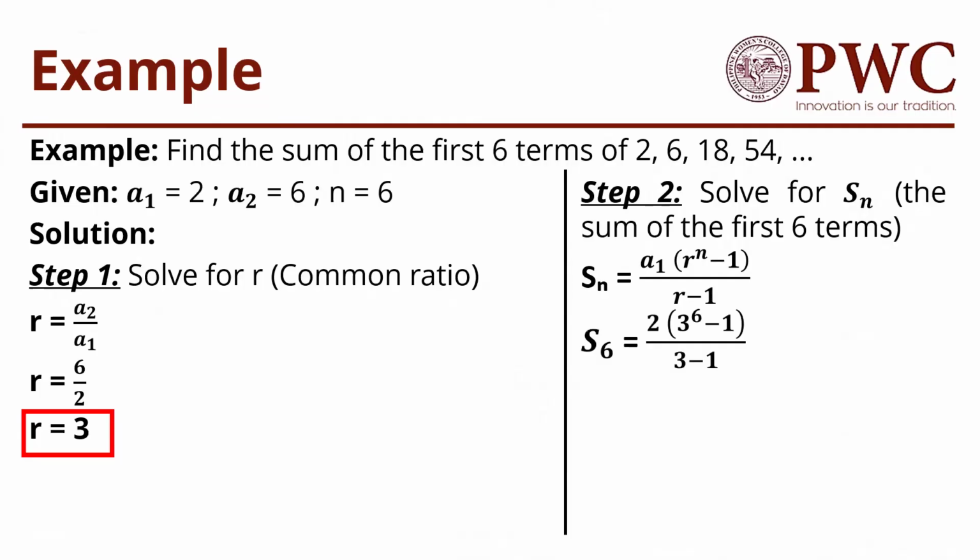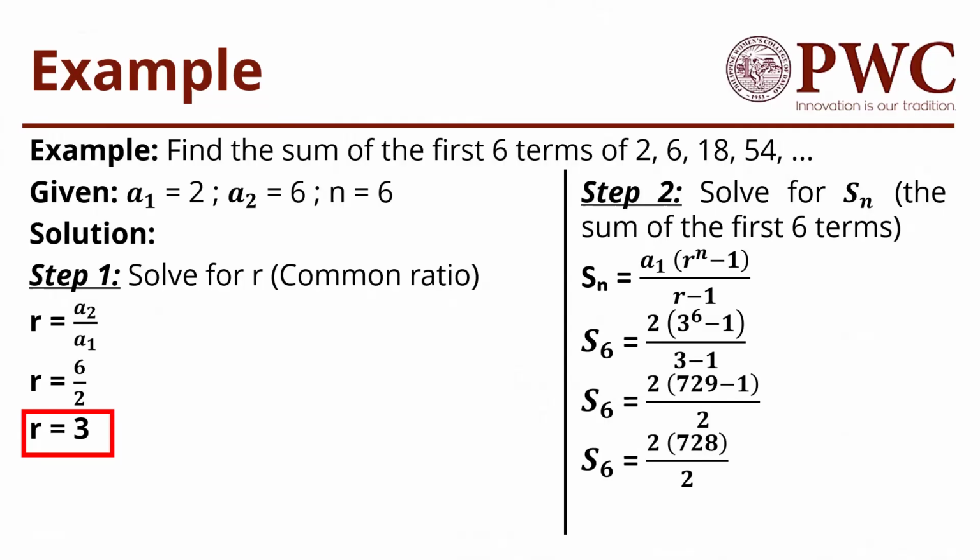Now, substituting all the given values, n is 6, so substitute all variables n with 6. Our a sub 1, or first term, is 2, and our common ratio is 3. So we got S sub 6 equals 2 times the quantity of 3 to the power of 6 minus 1, all over 3 minus 1. So using PEMDAS, simplify the equation. We got S sub 6, that is 2 times 3 to the power of 6, which is 729, minus 1. 3 minus 1 is 2. Now, 729 minus 1 is 728. So we got 2 times 728 all over 2.